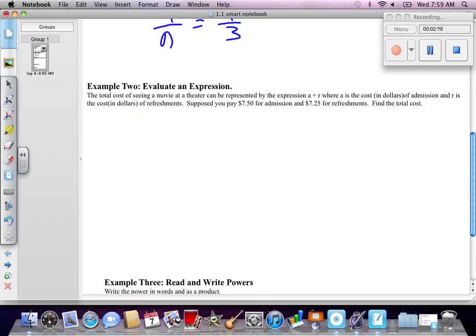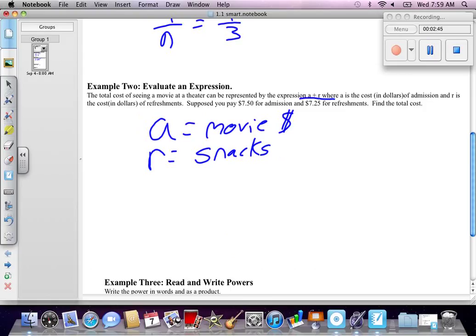The total cost of seeing a movie at a theater can be represented by the expression A plus R, where A is the cost in dollars of admission, and R is the cost in dollars of refreshments. Suppose you paid $7.50 for admission and $7.25 for refreshments. Find the total cost. Well, we know A equals movie price. We know R equals, I'm going to call it snacks, same thing as refreshments. Okay? And we know that A plus R equals our total cost.